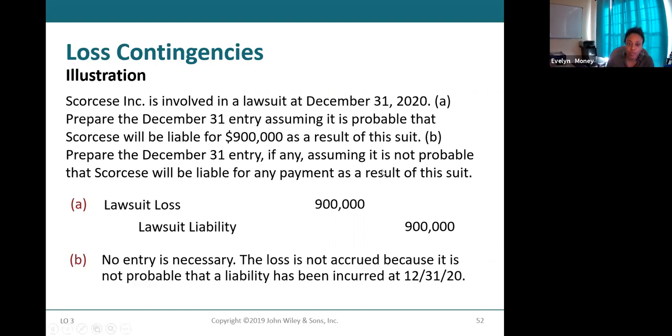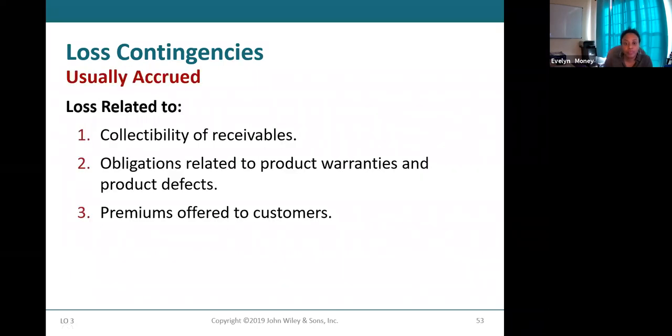In the second situation, they're assuming that it's not probable, and because it's not probable, there's no journal entry that needs to be recorded.